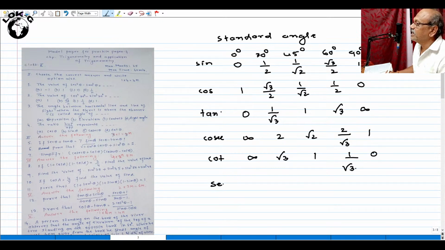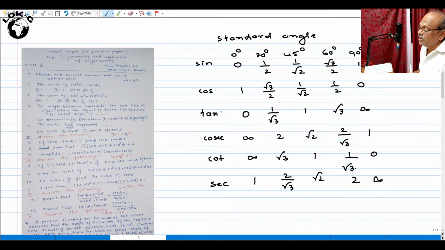Then you take sec. Sec 0, the reciprocal of cos, is 1 only. Sec 30 is 2 by root 3. Sec 45 is root 2. Sec 60 is 2. Sec 90, the reciprocal of 0, is infinity. Like this, these are the standard angles, right? So this much revision is sufficient so that you can easily start solving the paper. So let us take the first paper.